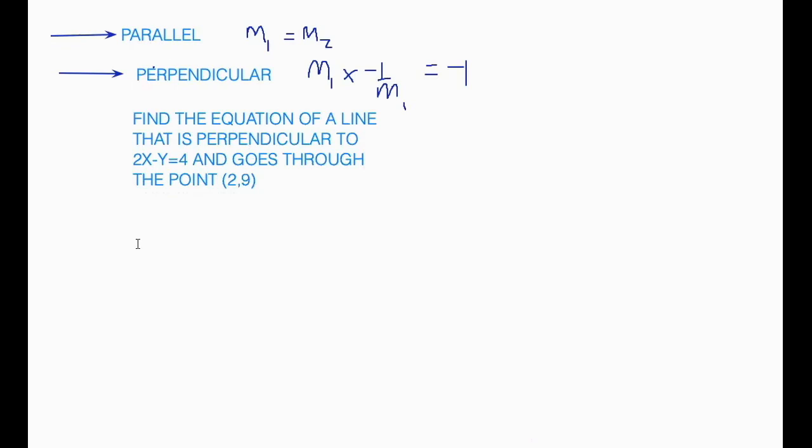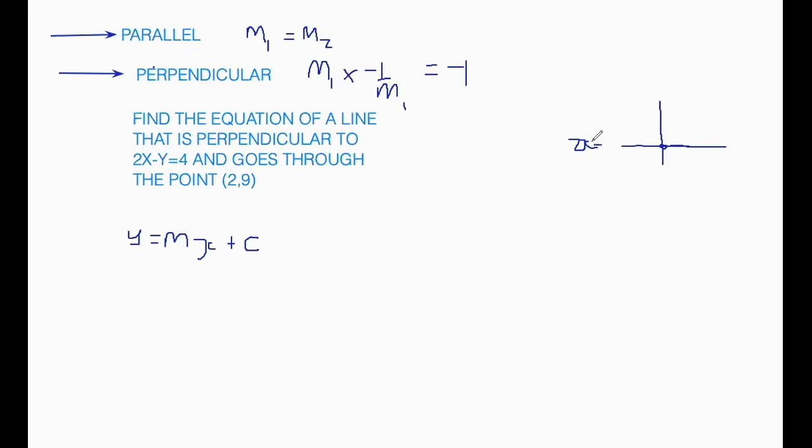Now, just a reminder that when we have parallel lines, the gradients are equal, while for perpendicular, when we multiply, we'll get -1. This example is asking us to find the equation of the line that is perpendicular to this line, 2x minus y equal 4, and it goes through the point 2 and 9.